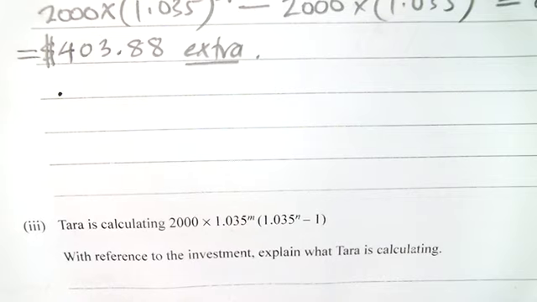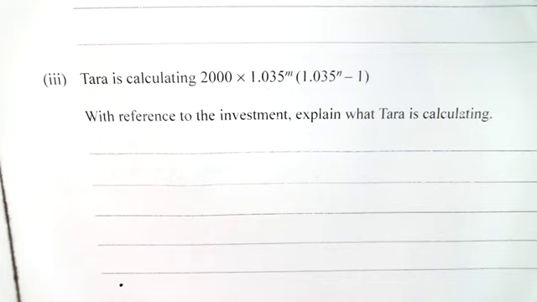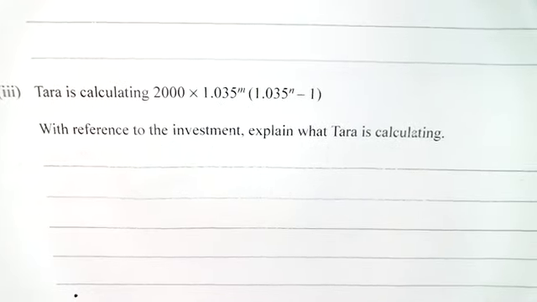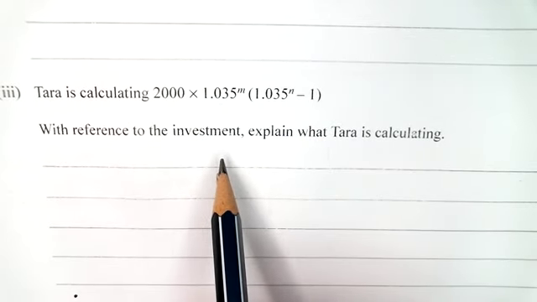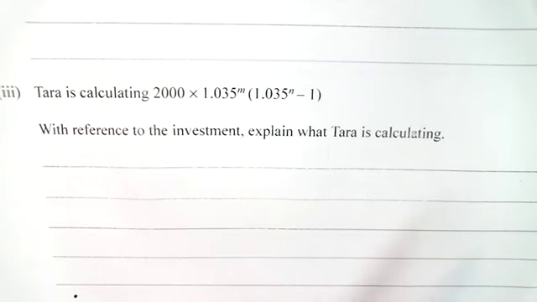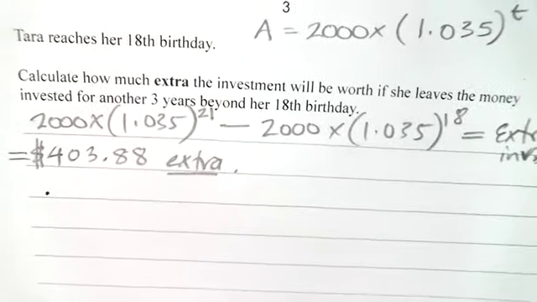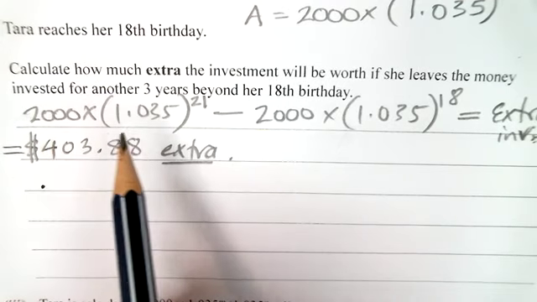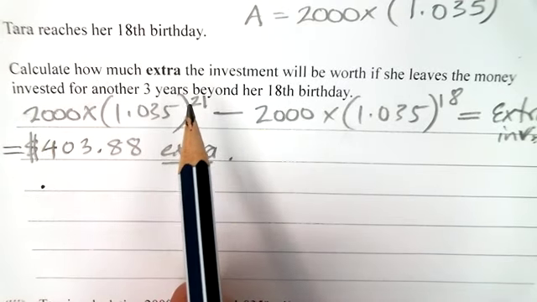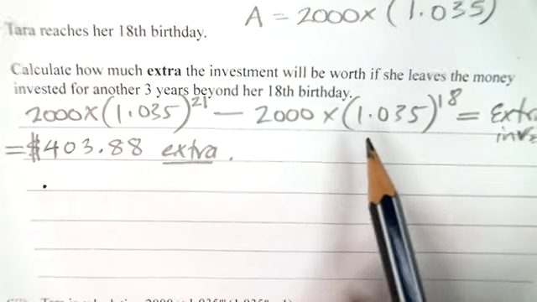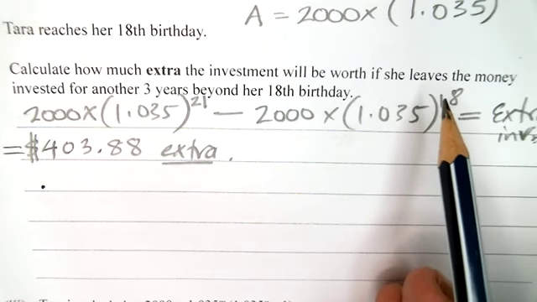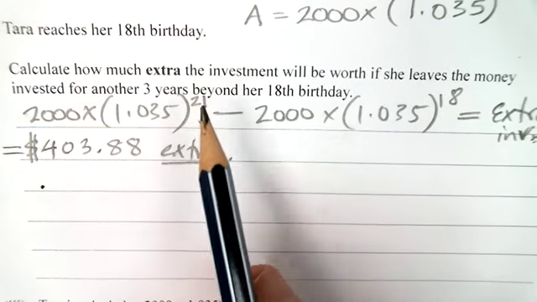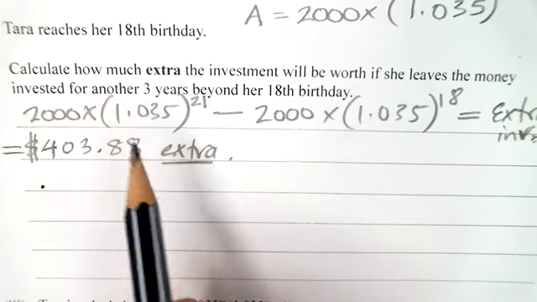Next one, part 3. So this one here is interesting. It says Tara's calculating this thing here, and it says with reference to the investment, explain what Tara is calculating. And really, this is actually exactly what we've just done here. We've got 2,000 times something at a certain date, and 2,000 times something at a certain date 3 years earlier. So this is the 18th. This is the 18th plus 3 years later. And all it is saying, well, what's the difference between the two?